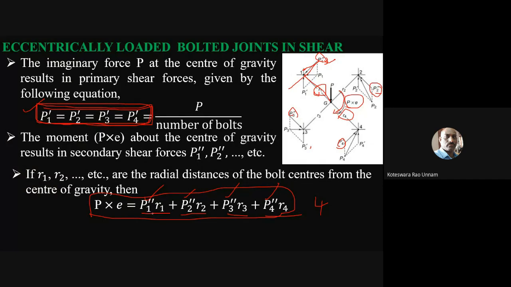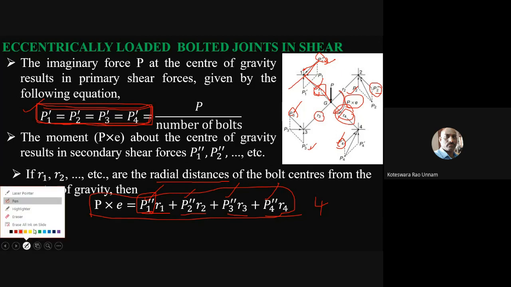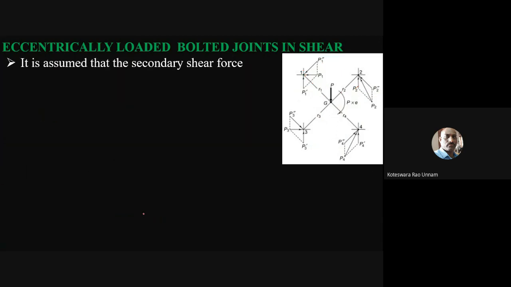So likewise here also we'll make one assumption. That assumption is that the magnitude of the secondary shear force is directly proportional to the radial distance from the center of gravity. That means P1 double dash is proportional to R1, P2 double dash is proportional to R2, P3 double dash is proportional to R3, and P4 double dash is proportional to R4. Whatever the secondary shear force is, it is directly proportional to the radial distance from the center of gravity. If you make that assumption, then you will get some more equations here.